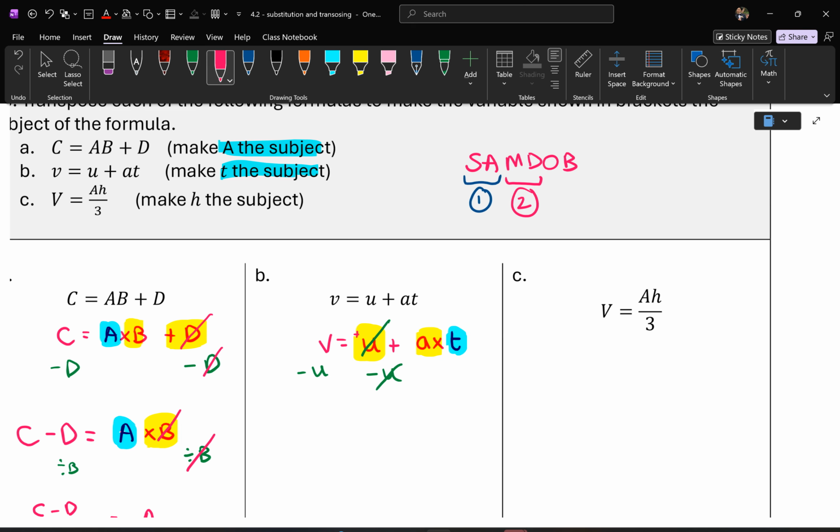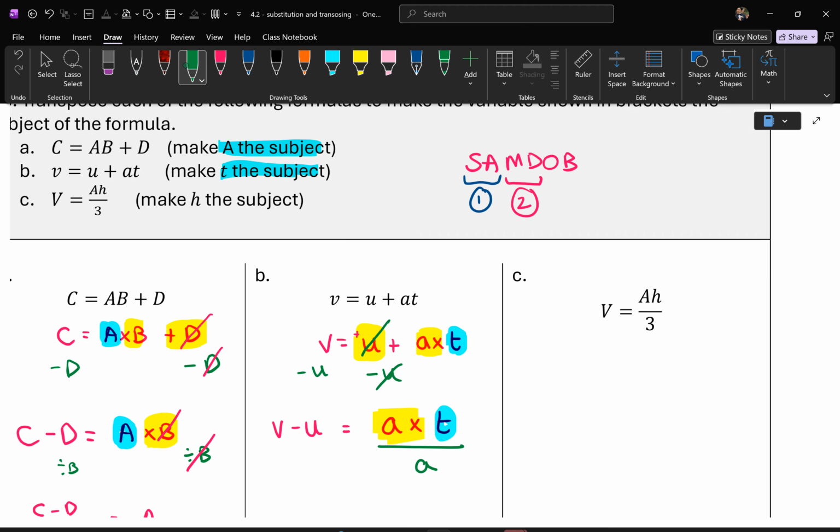That means what I have left now is V minus U on the left is equal to, the U's have cancelled out, and I still have times A to the T. So it's A times T there. This is still here. And I still have the times. You go divide. Beautiful. And what do you have to be careful of when you're dividing?